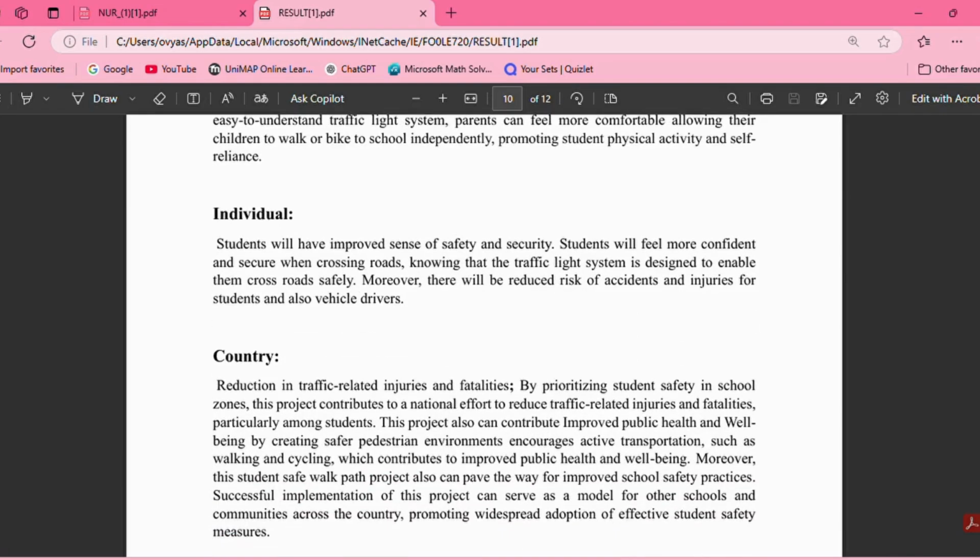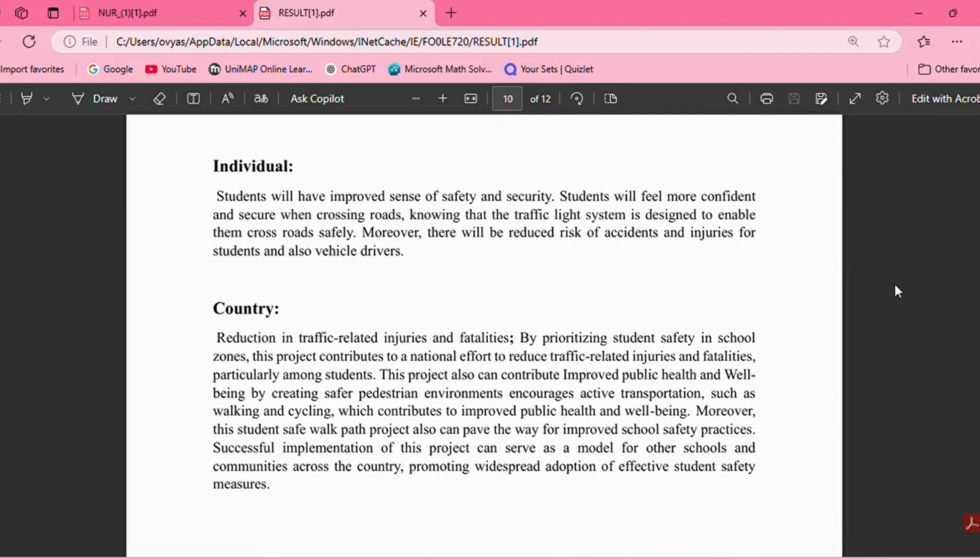Finally, for the country, there will be a reduction in traffic-related injuries and fatalities by prioritizing student safety in school zones. This project contributes to a national effort to reduce traffic-related injuries and fatalities, particularly among students. Furthermore, this project can also contribute to improved public health and well-being by creating a safer pedestrian environment, encouraging active transportation such as walking and cycling.